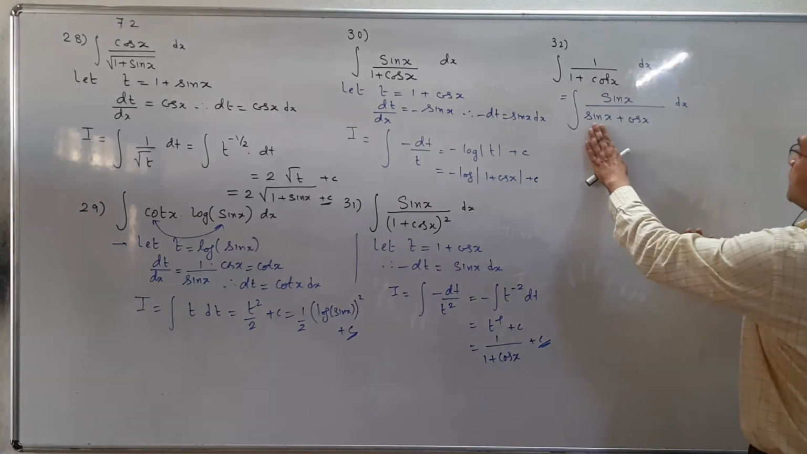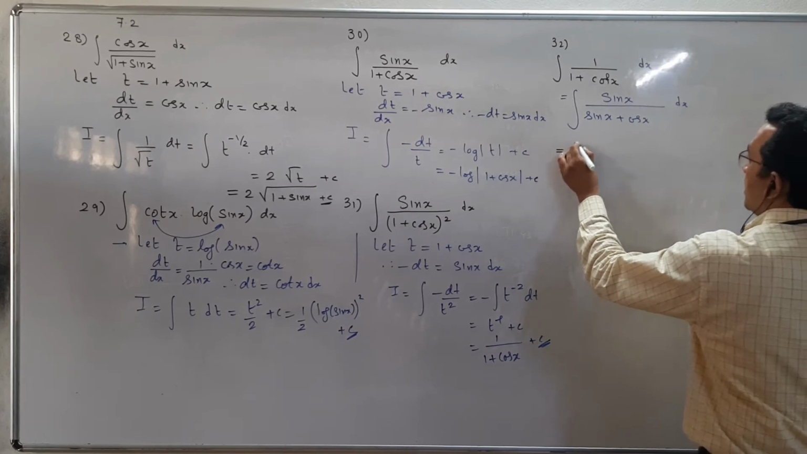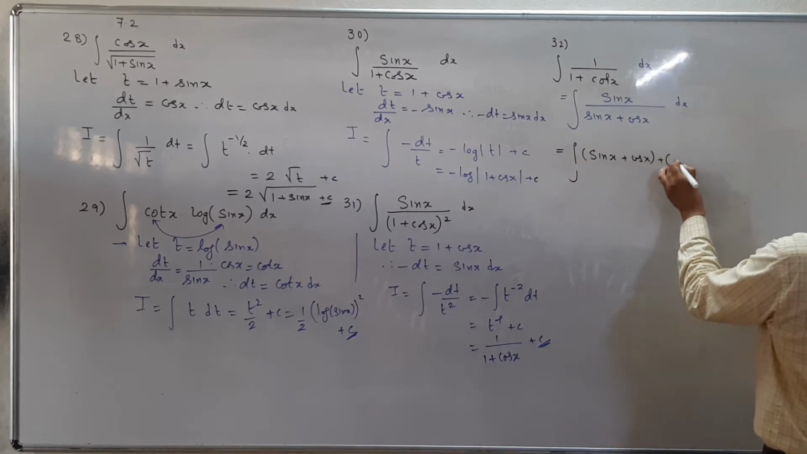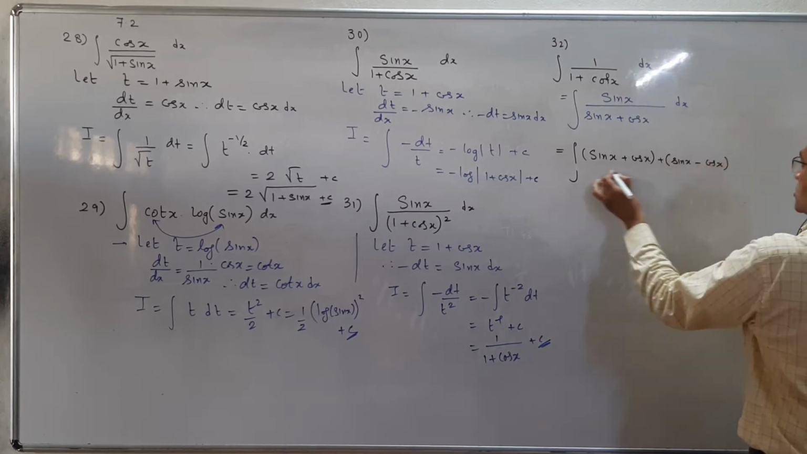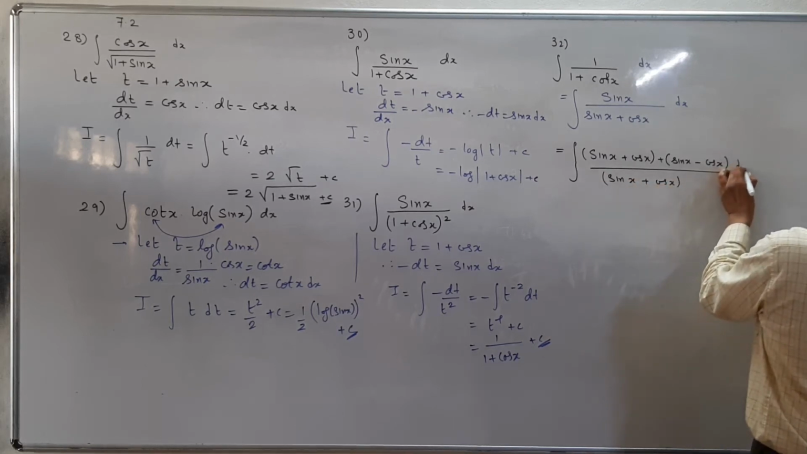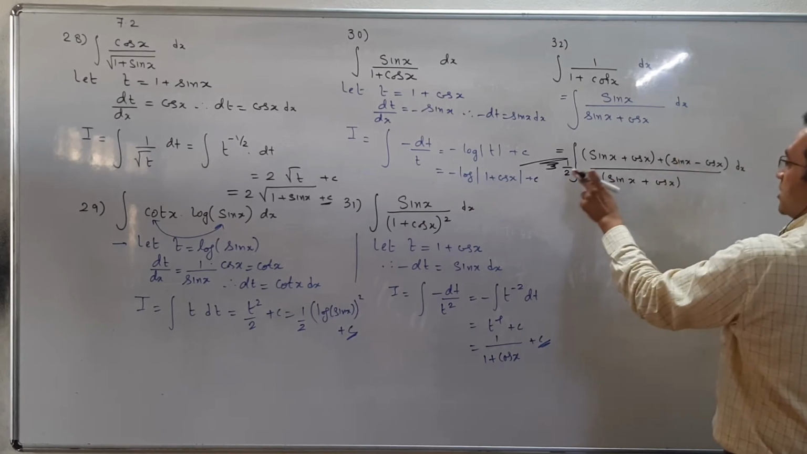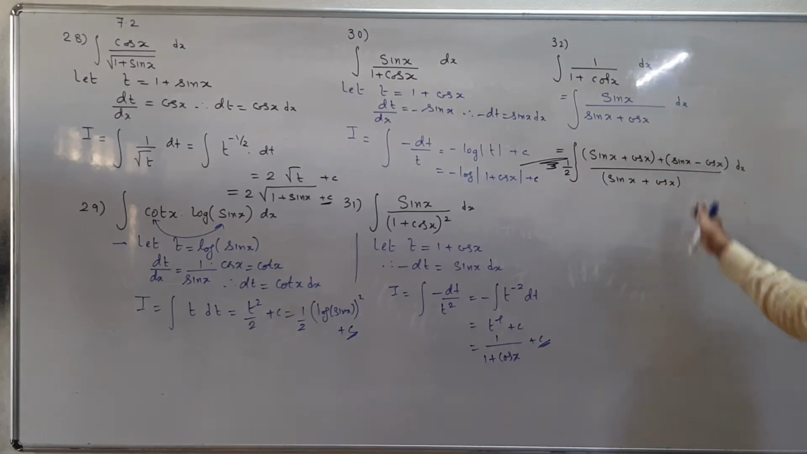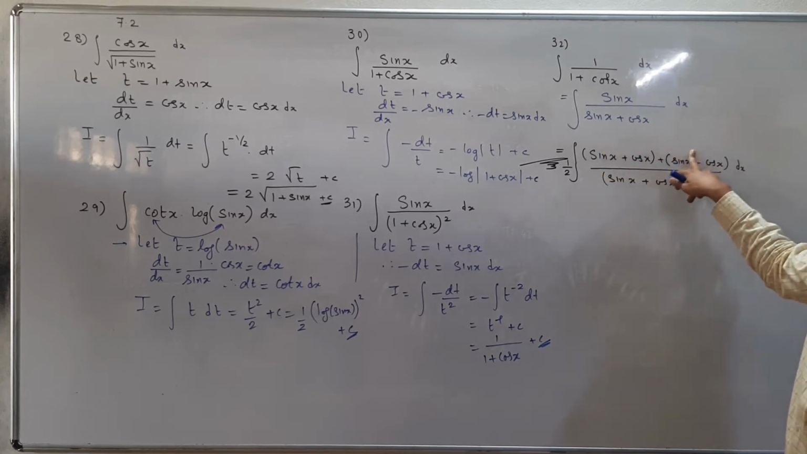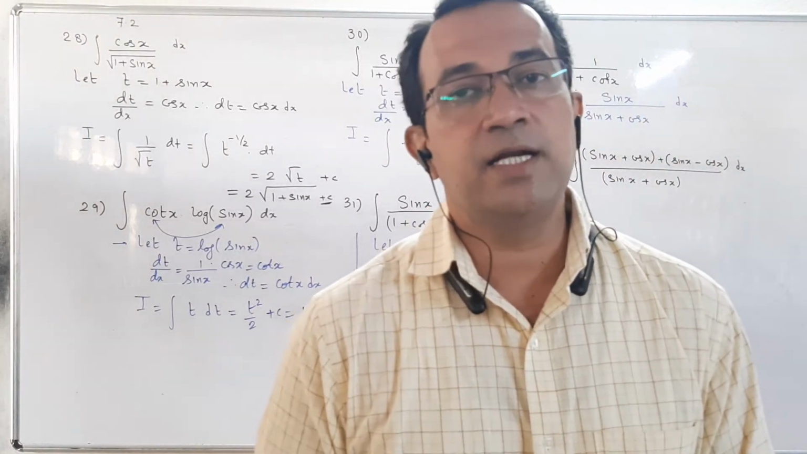Now, what is the derivative of sin x plus cos x? It is cos x minus sin x. So observe this step. I am writing this as 1 by 2 integration of sin x plus cos x plus sin x minus cos x upon sin x plus cos x dx. I have multiplied by 2 because this becomes twice sin x, so I have to divide by 2. Adding and subtracting cos x, sin x plus sin x becomes twice sin x. In integration, we can easily multiply and divide by a constant.